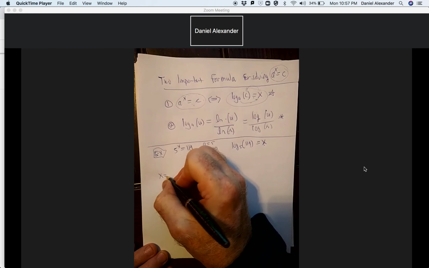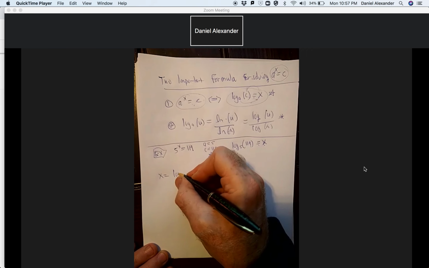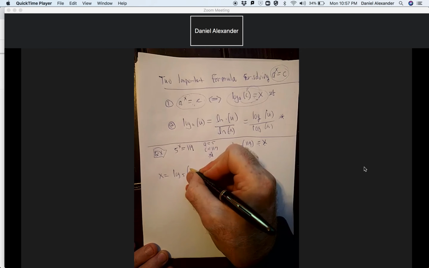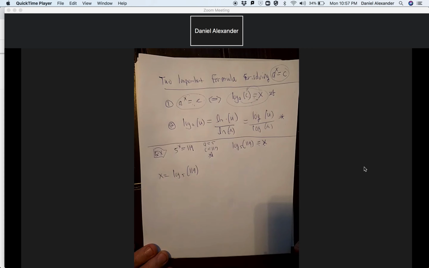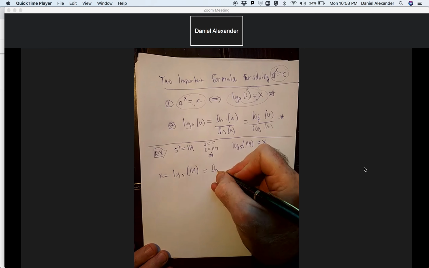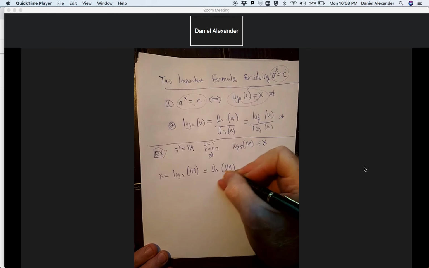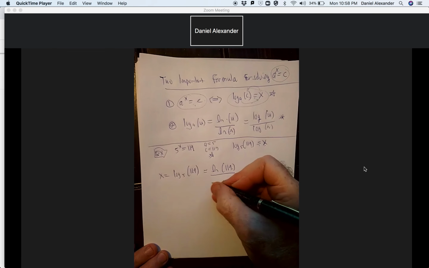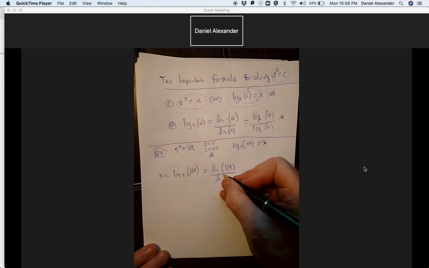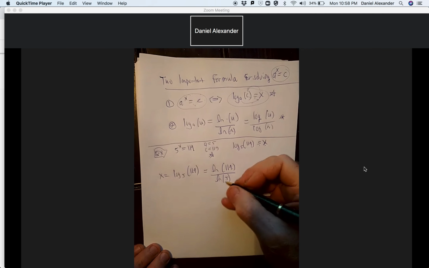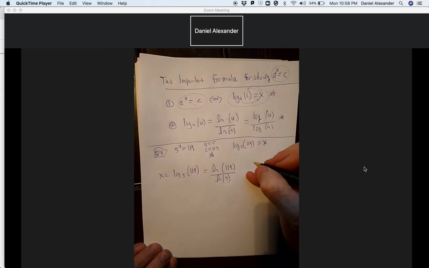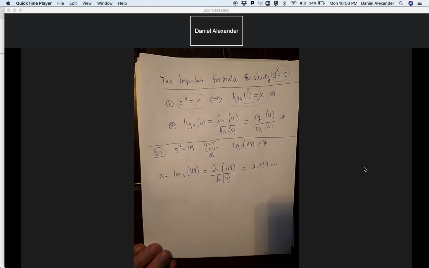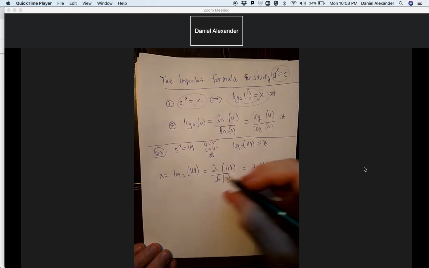So I know that x is equal to the log base 5 of 119, okay? And I convert to the natural log form: natural log of 119, put this in the top. The bottom is the base, natural log of 5, and that's going to be about 2.969. Again, there's going to be some change to it. It's an infinitely repeating decimal. And so that's my x.